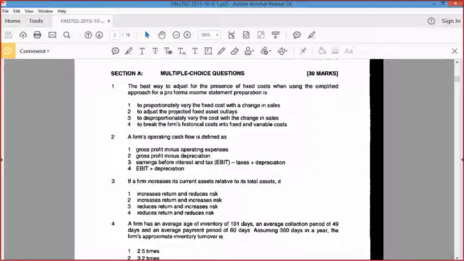So the cost that we have in terms of the total, so all the historical costs, are then going to be considered either fixed or variable depending on what we've got. Okay, so I would also choose option 4 here as being the correct answer.